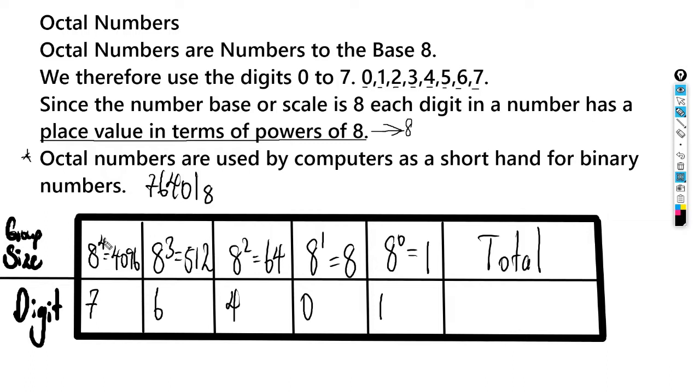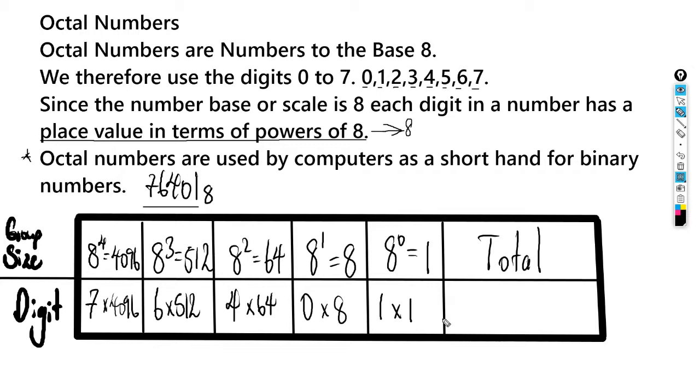Let's look at this number in base 8 here, 76401. This 7 would represent 7 times 8 to the 4, which is 7 times 4096. Then this would be 6 times 8 to the 3, which would be 6 times 512. Then this would be 4 times 8 to the 2, which is 4 times 64. Then 0 times 8 to the 1. Then this one would be just 1 times 8 to the 0, which is 1.